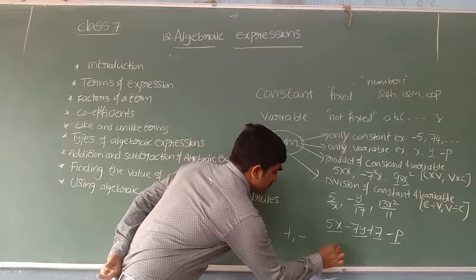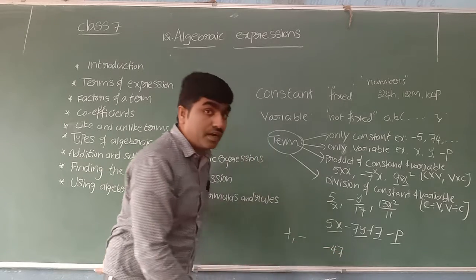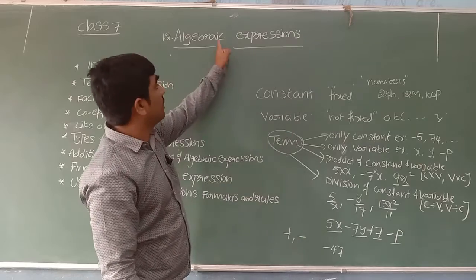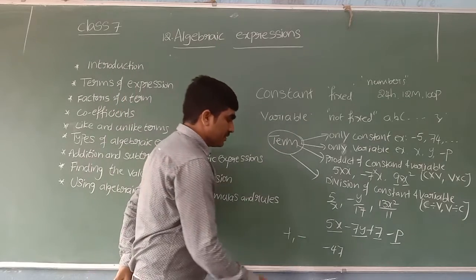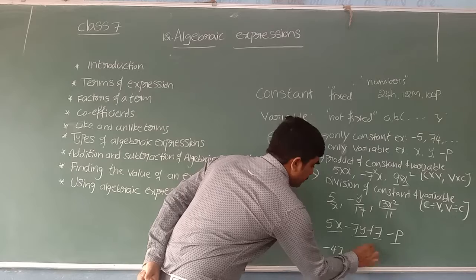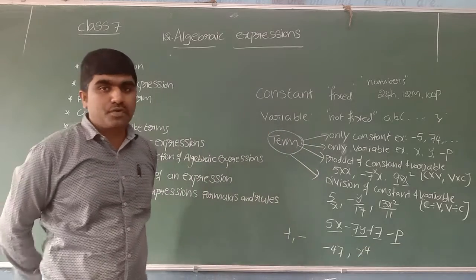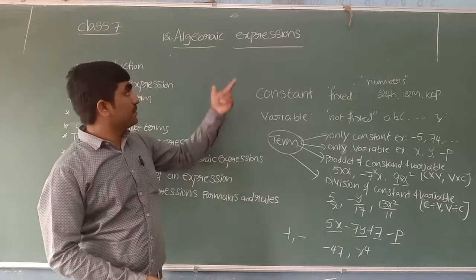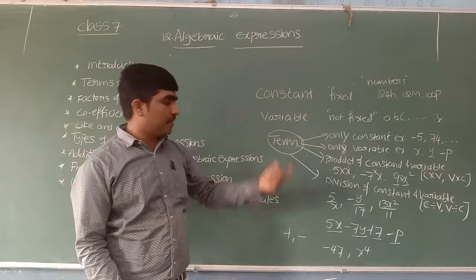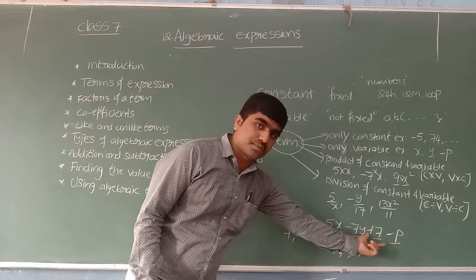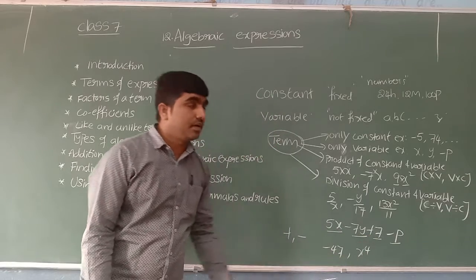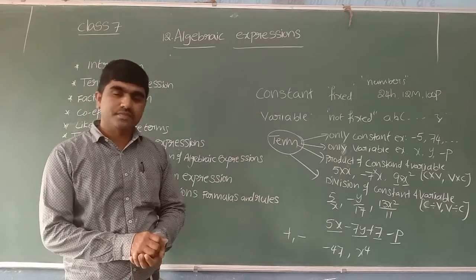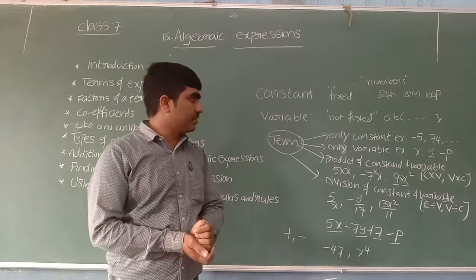Let me take here minus 47. A single term is also called one algebraic expression. Or let me take x power 4. Even that x power 4 is also called an algebraic expression. Let me repeat once. Algebraic expression is nothing but a collection of terms or a single term. Hope it is clear to everyone.